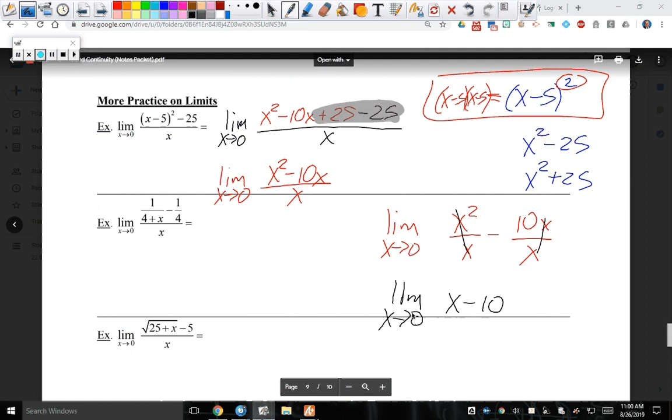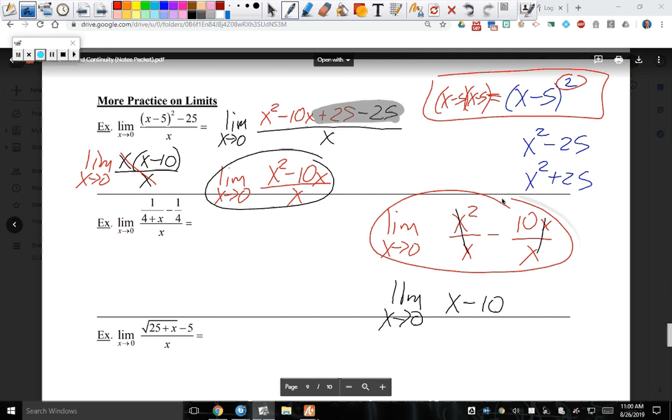Or you could also do this. Some people will go from here, they'll GCF the top. And if you like it, go for it. But I'm telling you, whenever you integrate this, you're going to use a lot. So don't dismiss that, okay? All right. So what's my answer, anyone? Negative 10.